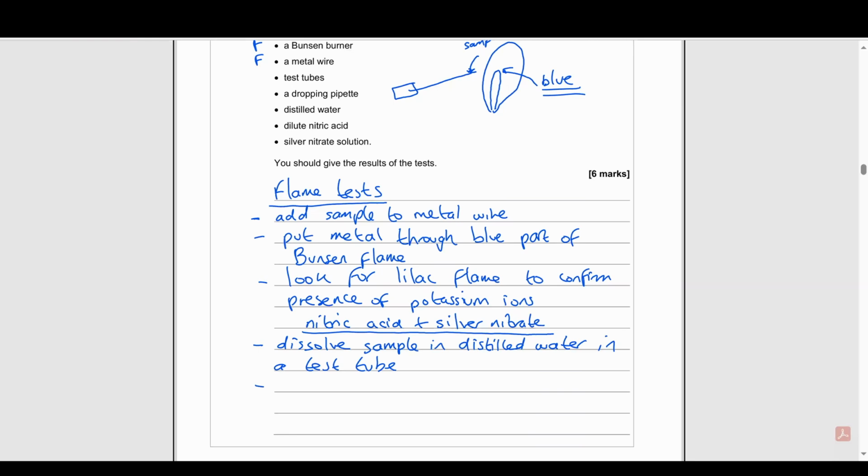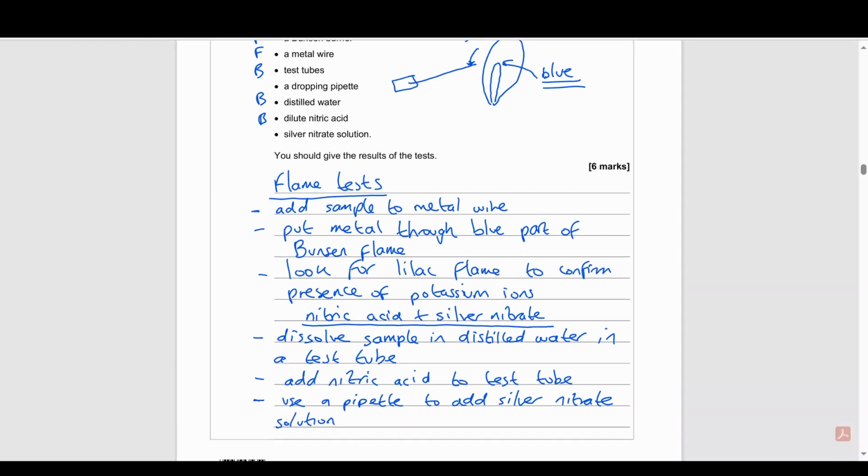Once we've done that, then we can start to add the nitric acid to our test tube. At this point, we shouldn't expect any color change yet. It's after our last chemical that we add, which is the silver nitrate solution, we will start to see something. So we're going to mention the pipette now, because we haven't mentioned that. We've mentioned the test tube. We mentioned distilled water. We mentioned the nitric acid. So we're going to use a pipette to add the silver nitrate.